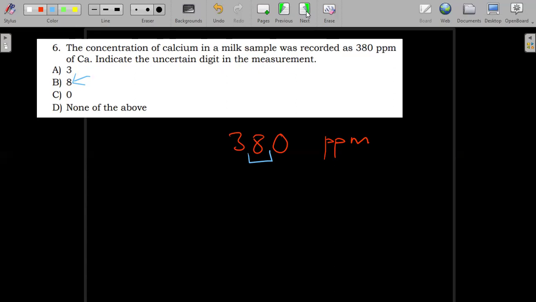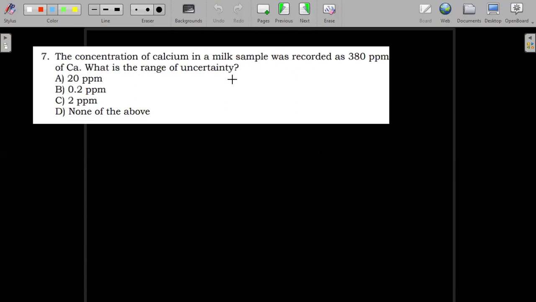And then the following question is also from that same question. They're saying the concentration was recorded as this. What is the range of the uncertainty? So 380. The uncertain digit is this one. And we see that this one is in the tens. So it means the uncertainty is plus or minus 10. So to find the range, we're going to get this same number that we have, and then we're going to find the upper reading and the lower reading.